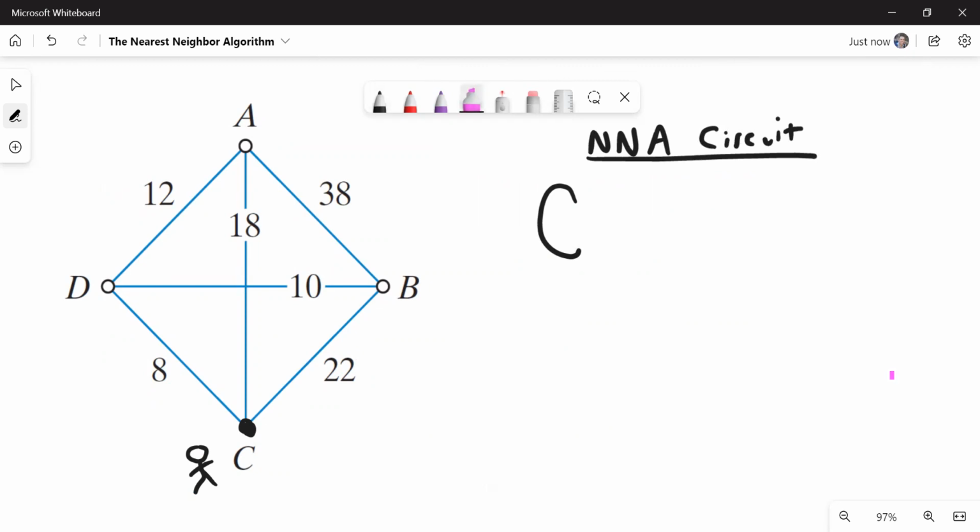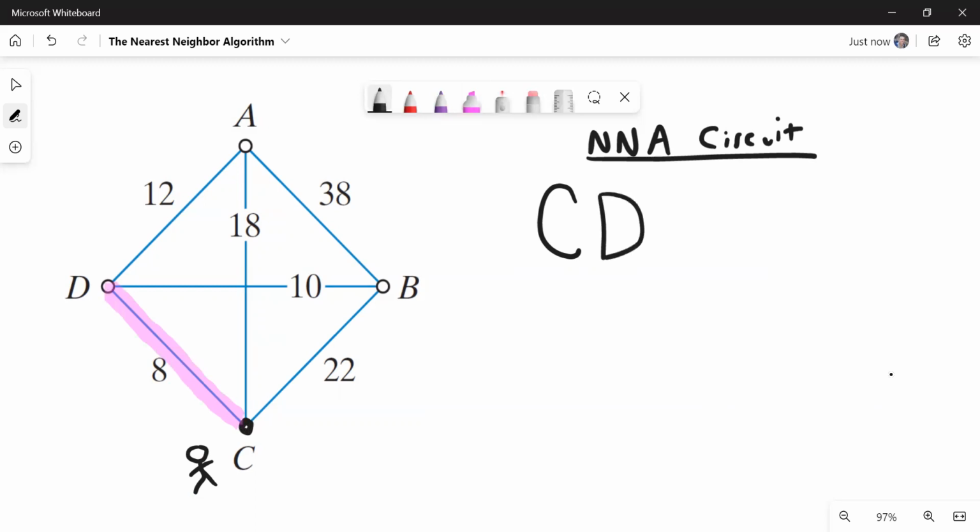Well, there are 3 routes out. You can go down that route, or that route, and the weights are 8, 18, and 22. All you do is choose the cheapest one, and the cheapest one of those 3, of course, is 8. So I'm going to first travel down 8 to D. That's the first part. Start at C, go to D.